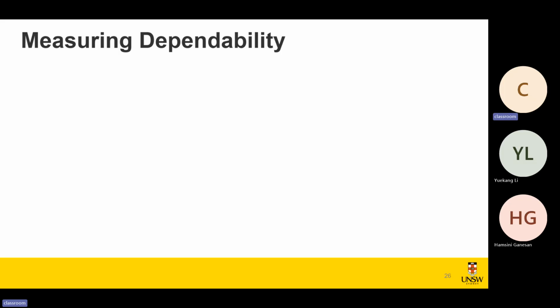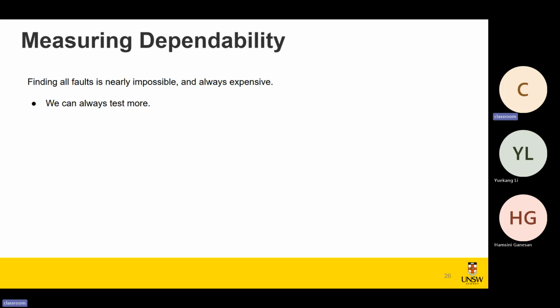So we need to somehow measure the dependability, right? We need to somehow extract some values or some statistics out of these qualitative measurements. So we want to do things quantitatively to calculate, to make these metrics countable.